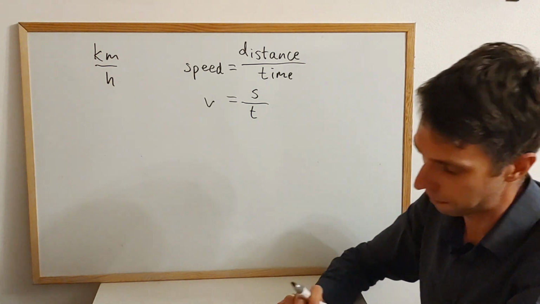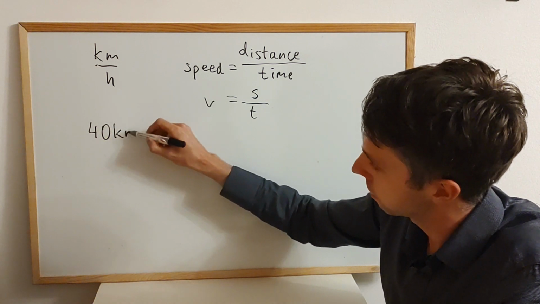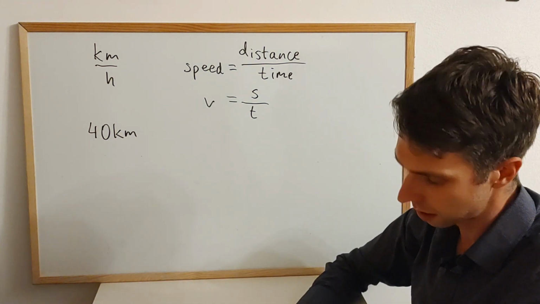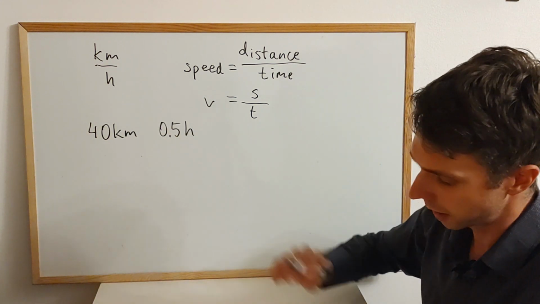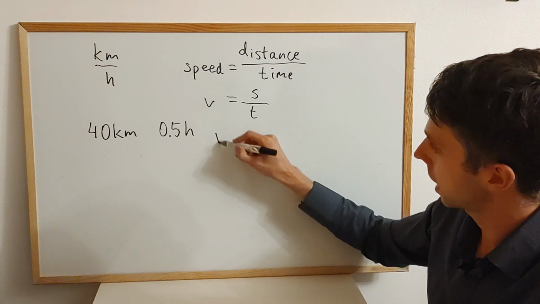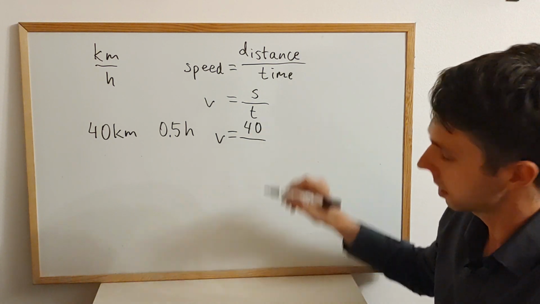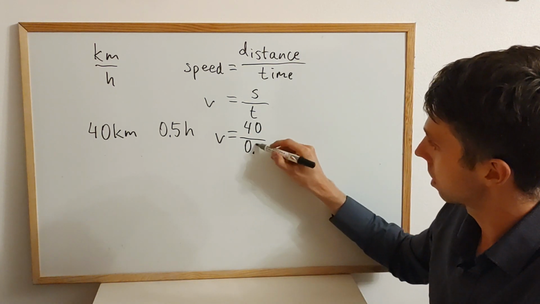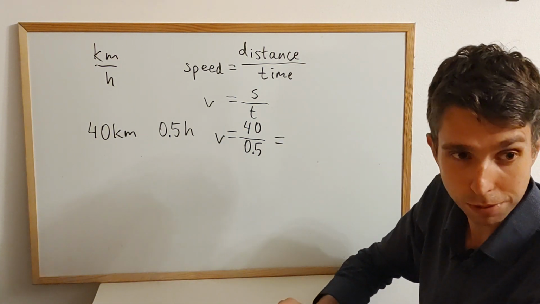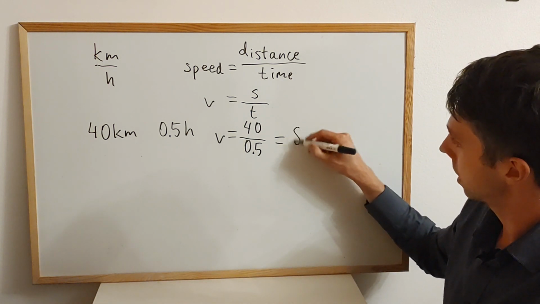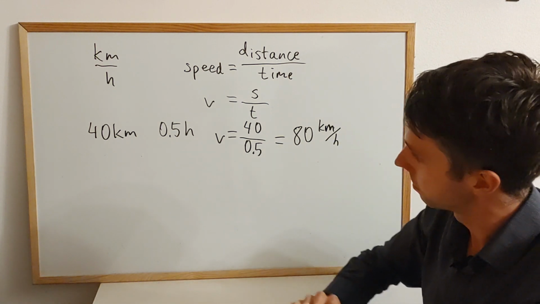So let's take an example. Suppose you are driving 40 kilometers, it's your distance, and you did it in half an hour. Okay, so then you can calculate speed. Speed is distance, so 40 kilometers divided by time, so half an hour, by calculator or in mind if you can, you get that this is 80 kilometers per hour.